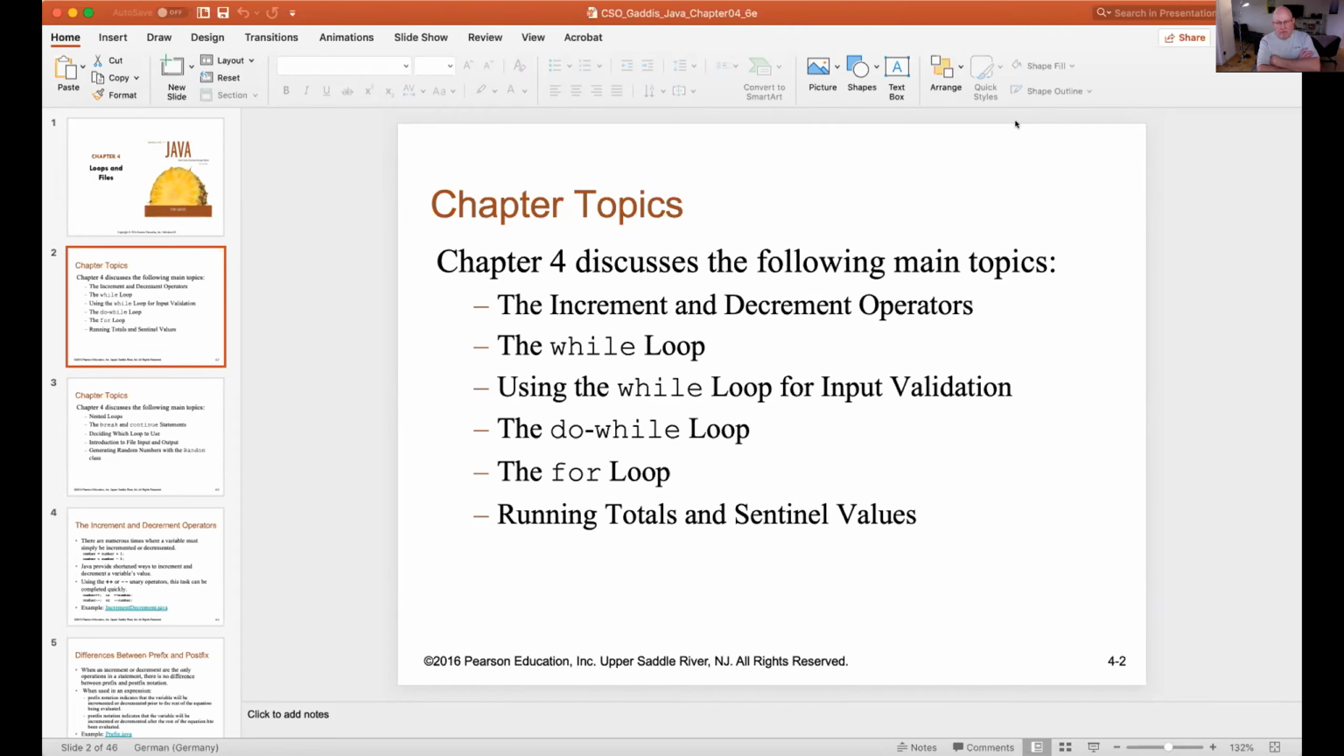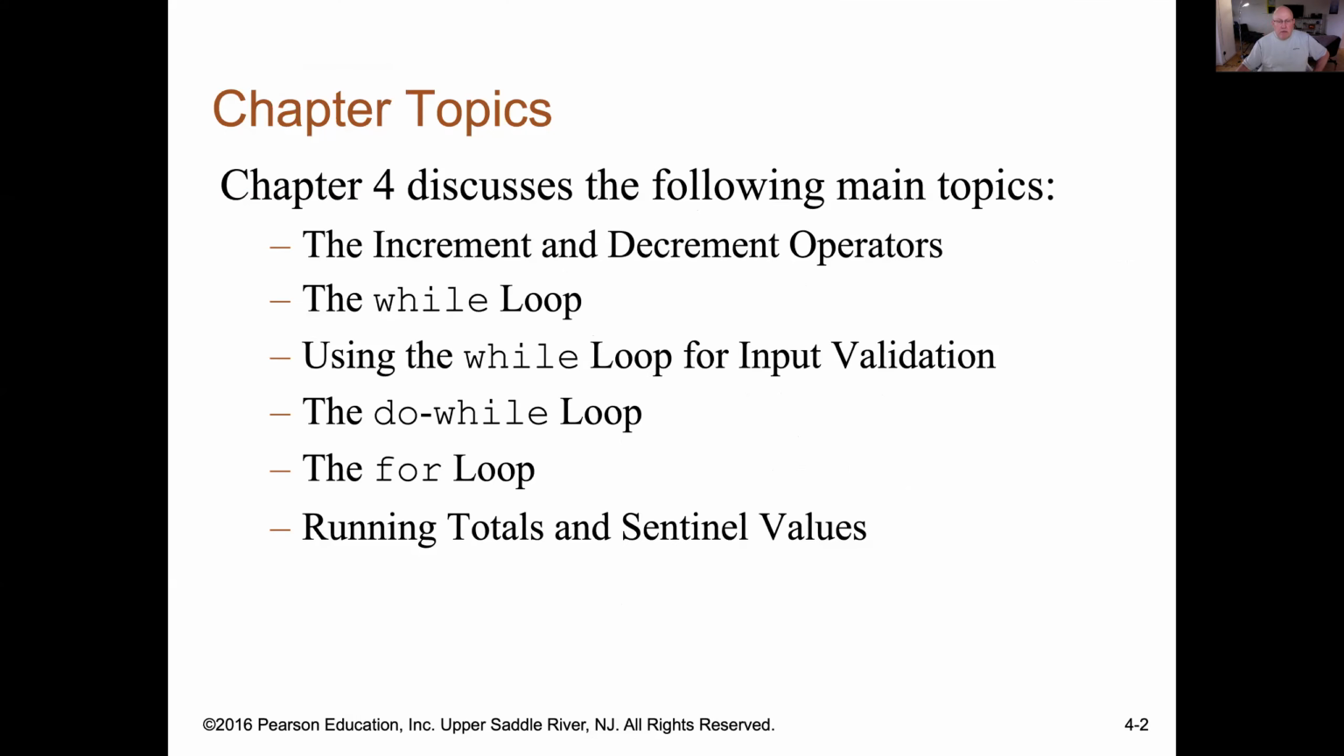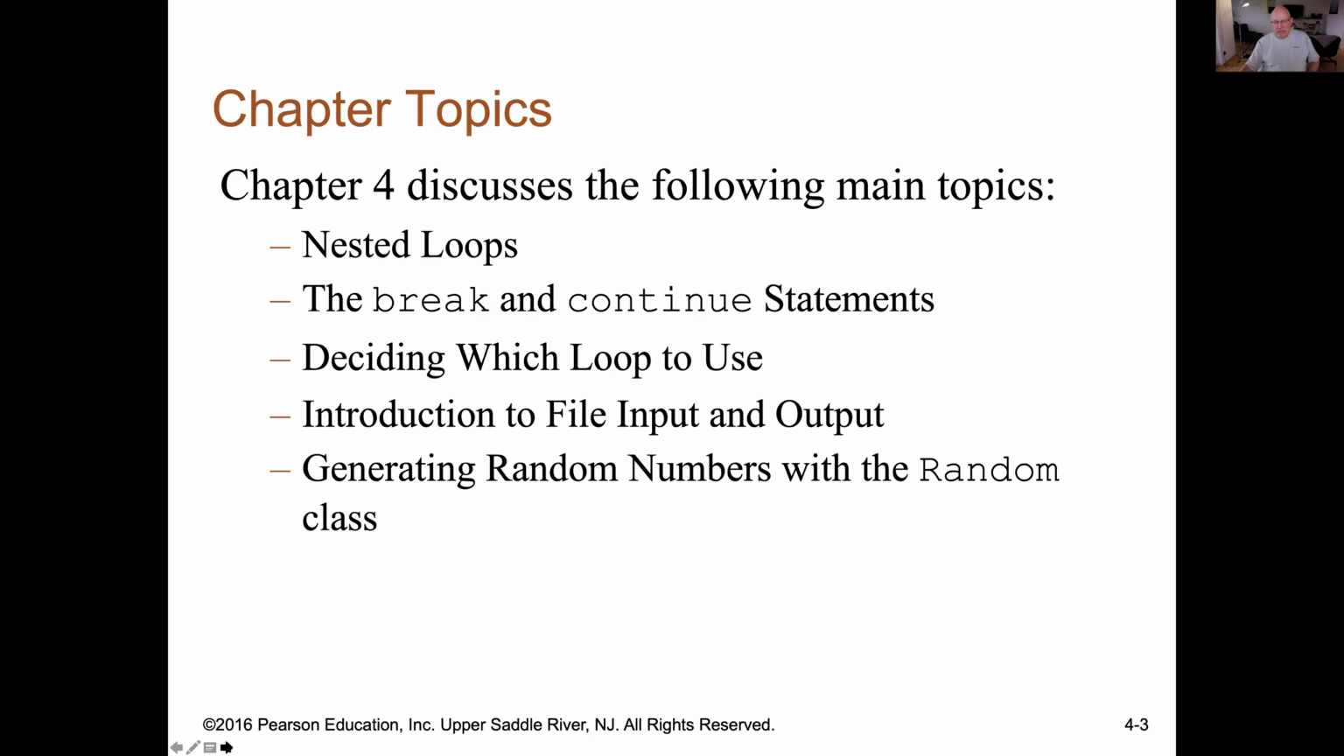So we're in chapter 4, where we're talking about loops and files. We'll talk about the increment and decrement operators, the while loop, using the while loop for validation, the do while loop, and the for loop. Let me open up this PowerPoint. We're also going to be discussing nested loops, the break and continue statements, deciding which loop to use, introduction to file input and output, and how we generate random numbers with the Random class.